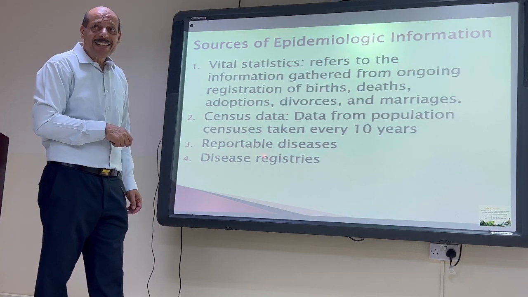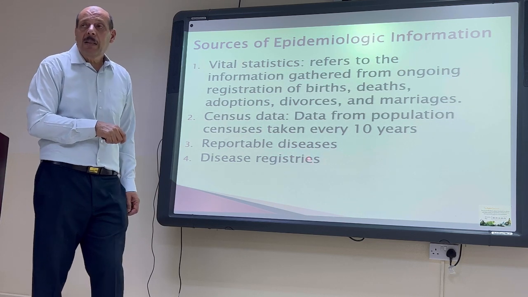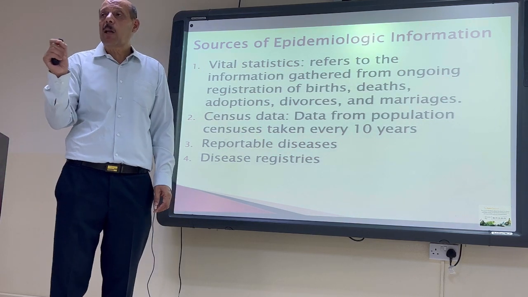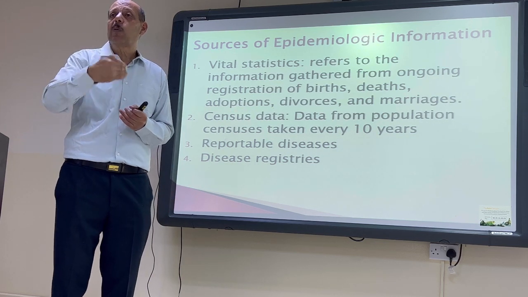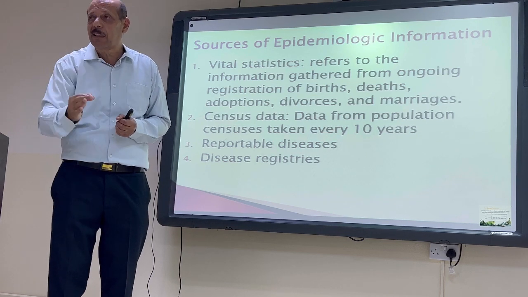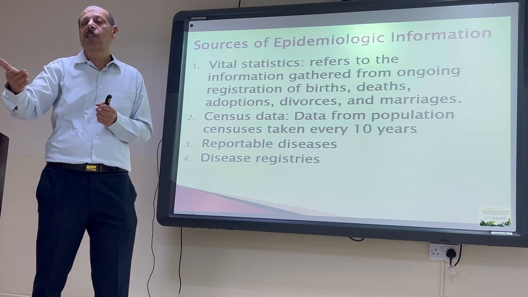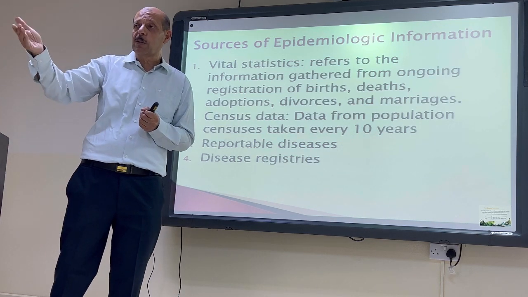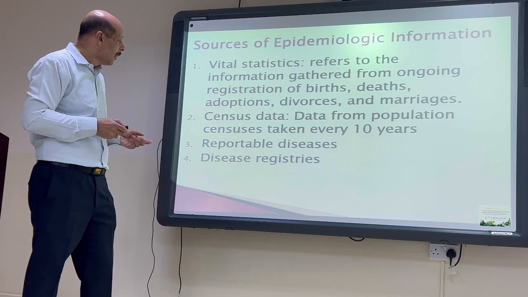Reportable disease. Also, a source of information is the reportable diseases, like infectious disease. It has to be reported. Some of the diseases have to be reported immediately, and they will be reported to the headquarters, then to the Ministry of Health. Then some of the diseases might also be reported to the World Health Organization immediately.